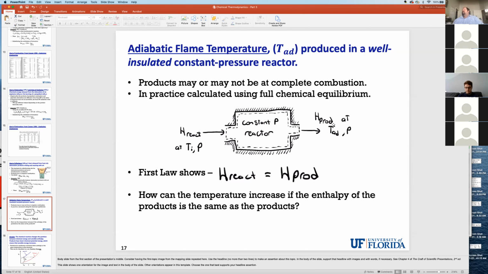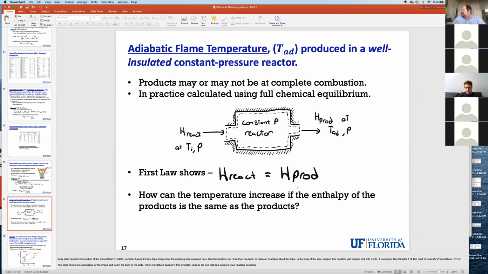So now, for those of you for whom this is your first time with combustion, intuitively, if I have hydrogen and oxygen coming in here, and this is a burner, you expect the temperature to be extremely high, but yet the enthalpies are the same. So how can that be?